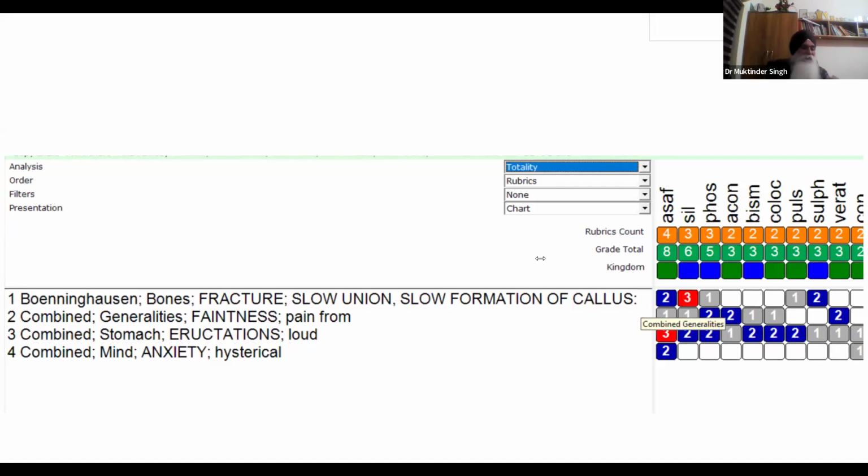Now here we have taken one pathological symptom, non-healing of fracture. It is a pathological symptom, which is a syphilitic symptom indeed, because the healing of a fracture is a natural process. When it is not occurring, it can be due to malnutrition, but it would be very slow. But if a fracture which should heal within a month is not healing in a year, it means there is some pathology. So this is syphilitic. Now fainting is again here from pain. Anxiety, hysterical is syphilitic, and this causing loud eructation is again. So this is a frank syphilitic case.